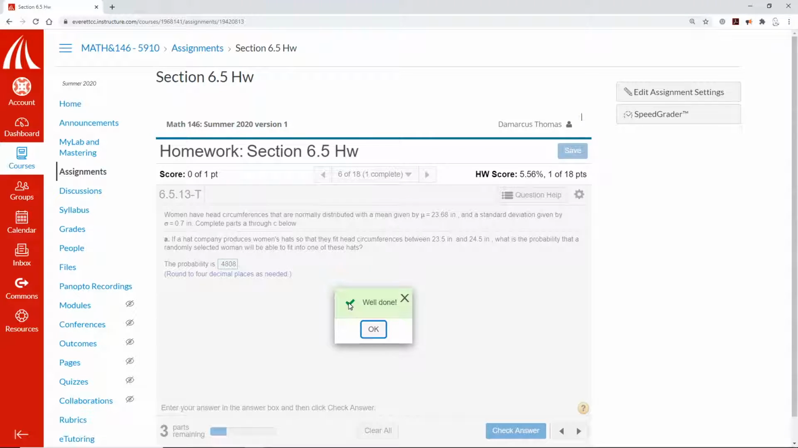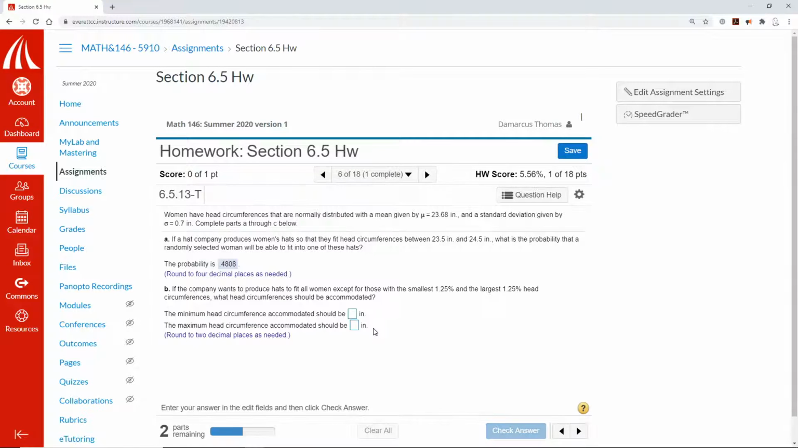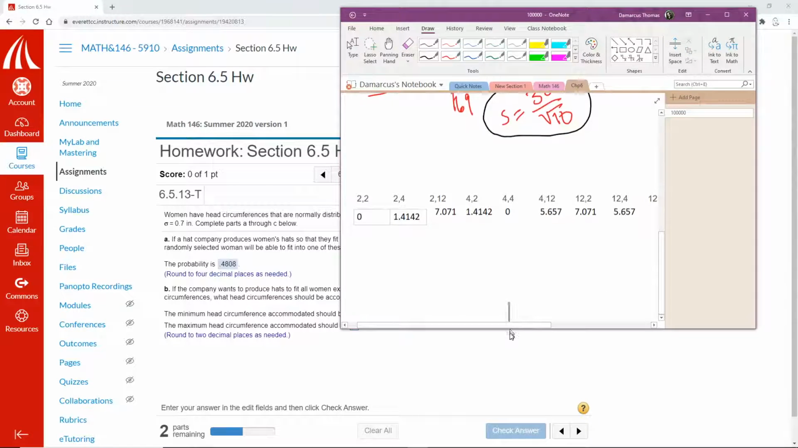Now, here comes the confusing part. That's a joke. It's not confusing. Actually, this is different. It says if the company wants to produce hats to fit all women except for those with the smallest 1.25% and the largest 1.25% head, what head circumference should be accommodated? So for the minimum, this is a great problem. This problem should be on the quiz. I like this problem. I think it's a good problem.